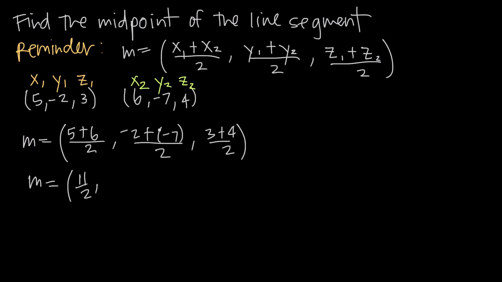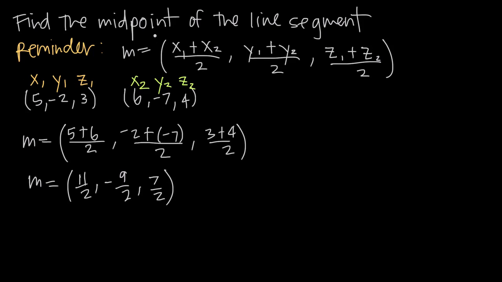Here we have -2 minus 7, that's a -9, so a -9 halves. And then 3 plus 4 gives us 7, and so we end up with 7 halves. So 7 halves is the midpoint. It's exactly halfway between this endpoint of the line segment and this endpoint of the line segment.